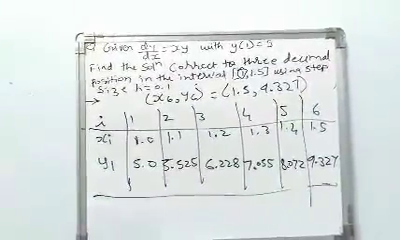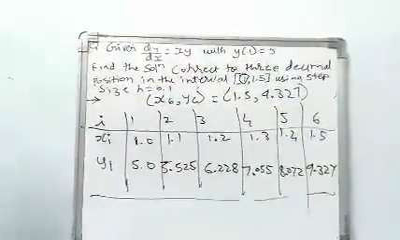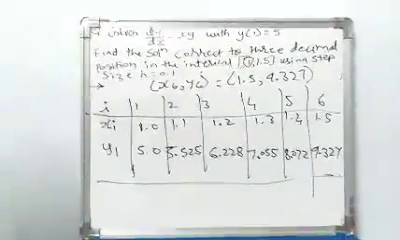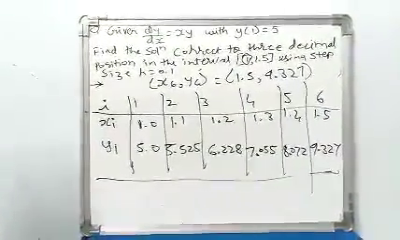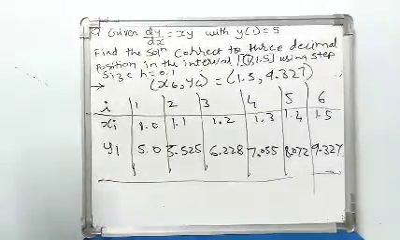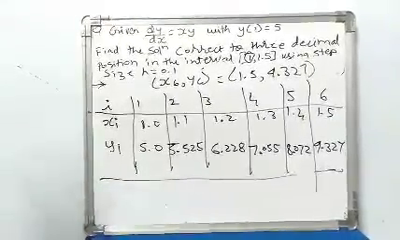So hope you understood this. This is called the Runge-Kutta method of second order. The formula which we used is also called Heun's method.